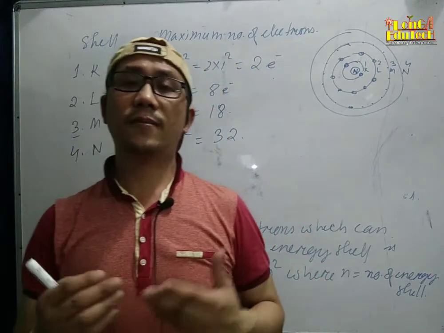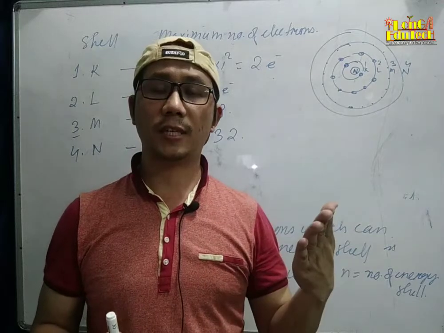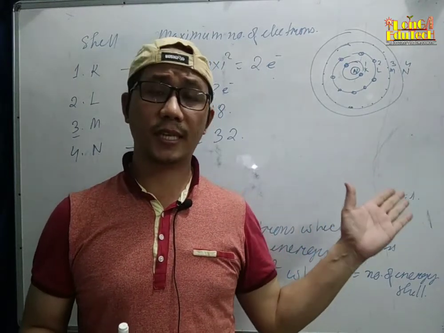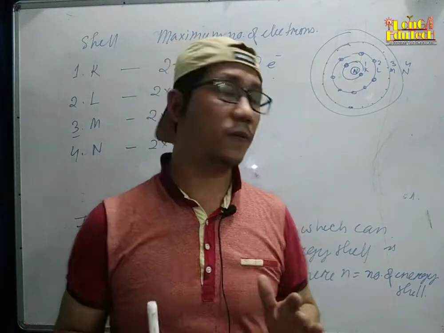So the combining capacity of an element is called the valency. The valency is decided from the electrons in the last cell. So let us go for this one.